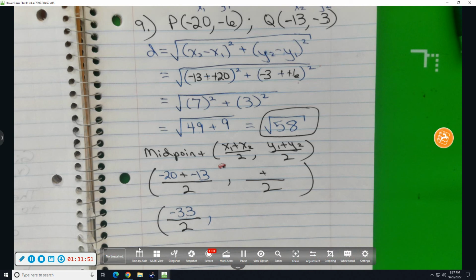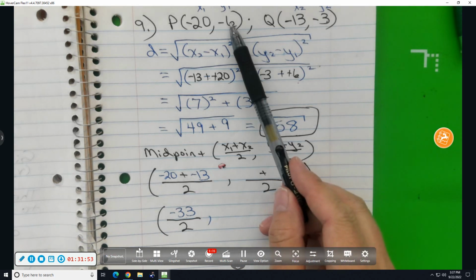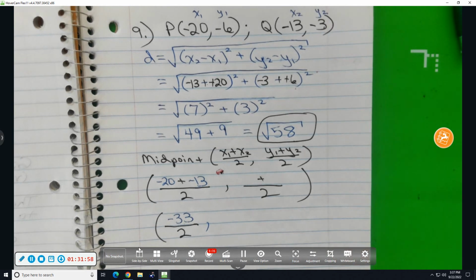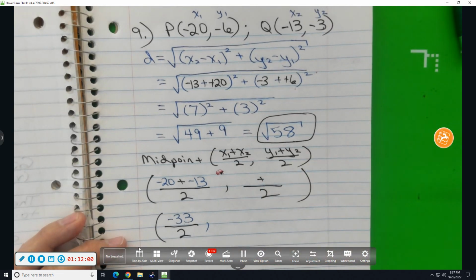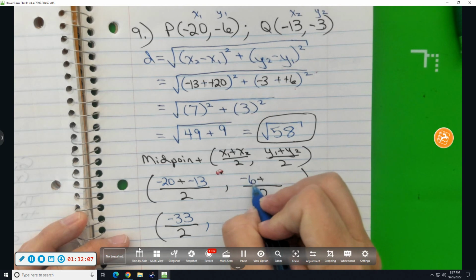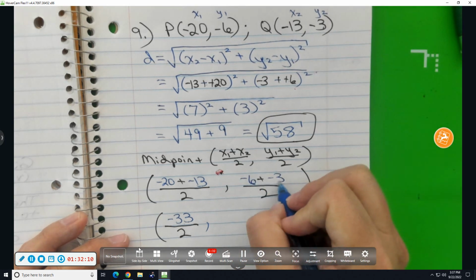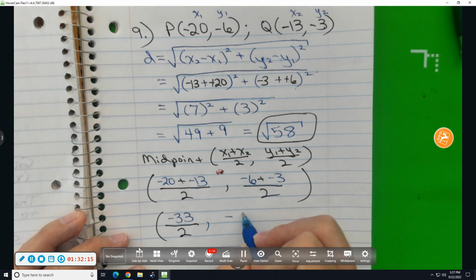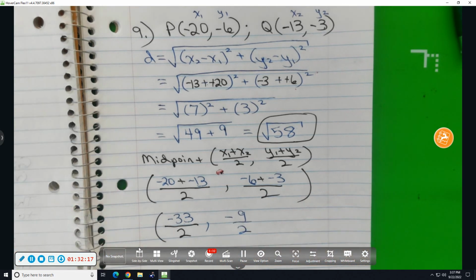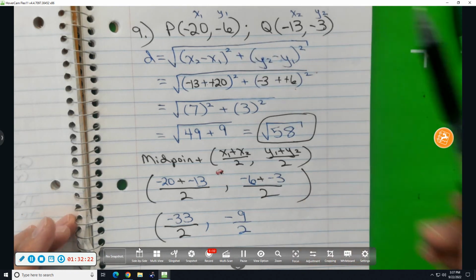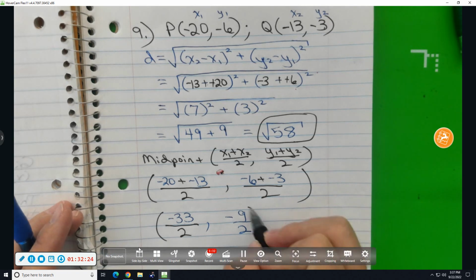Now, what number is midway between negative 6 and negative 3 on the y-axis? Negative 9 over 2 would be negative 4.5. Okay, I'm going to write it out. y1 is negative 6. y2 is negative 3. Negative 6 plus negative 3, I agree with that. Negative 9 over 2. So, negative 4.5, yeah, that'd be midway between negative 6 and negative 3 on the y-axis.